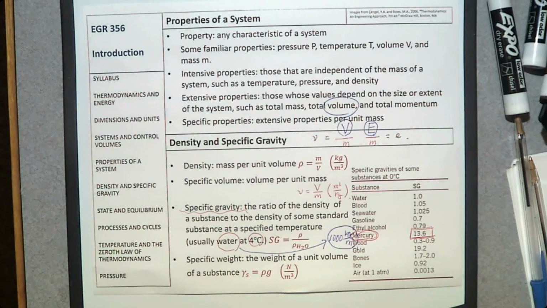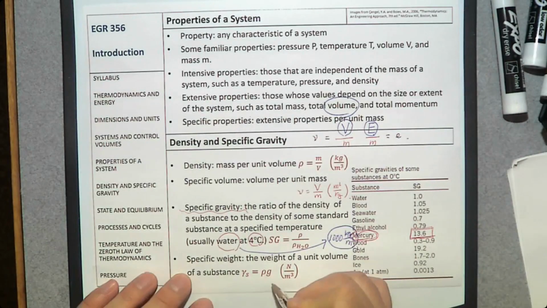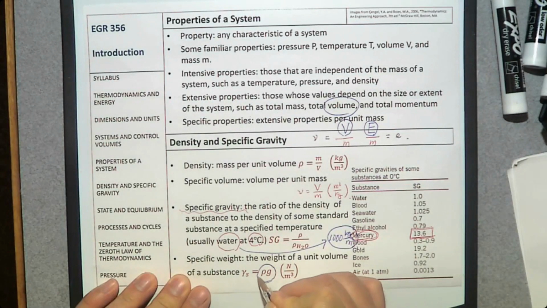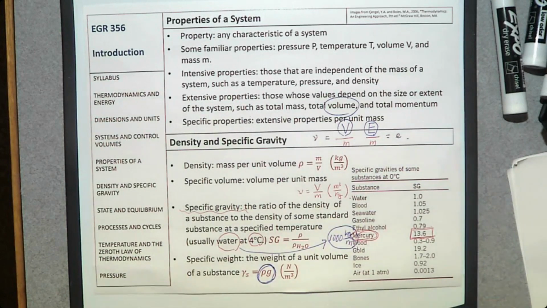Finally, specific weight, the weight of a unit volume of a substance. So it is density times gravity. This density times gravity, you will see this one often when you study fluid mechanics or pressure at the end of this chapter. So we will talk about that later. Okay? Any question about this slide?